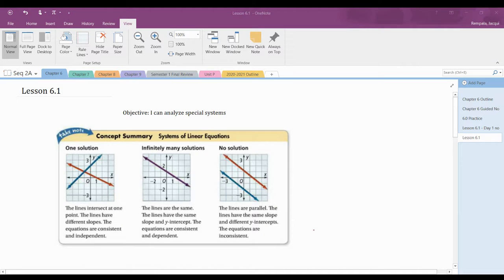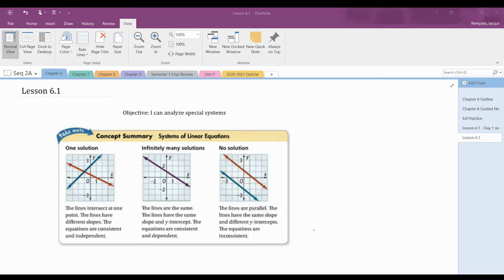Today, we're going to look at analyzing special systems. So we've already looked at how we can take two lines, graph them on the same graph, and see where they intersect to form a solution. As you can see in this figure up here on the far left, that's exactly what I was just talking about. Two lines, the red and the blue.